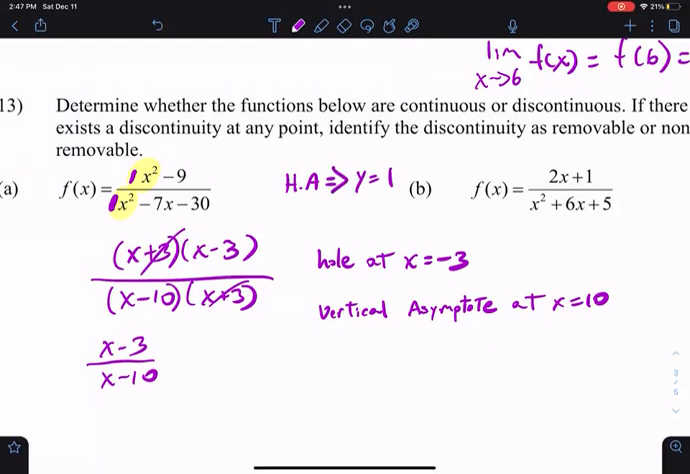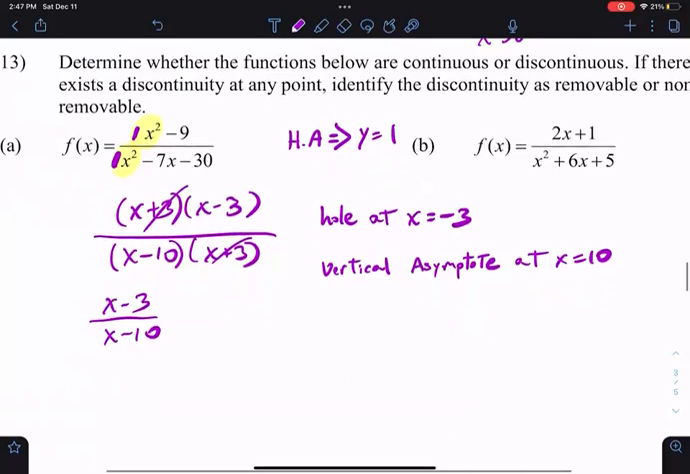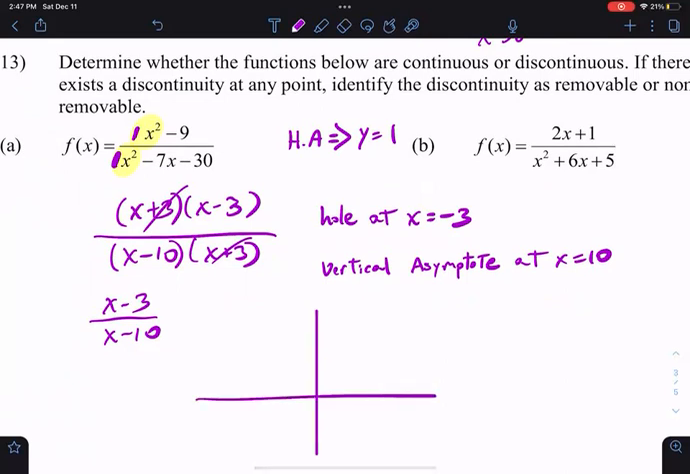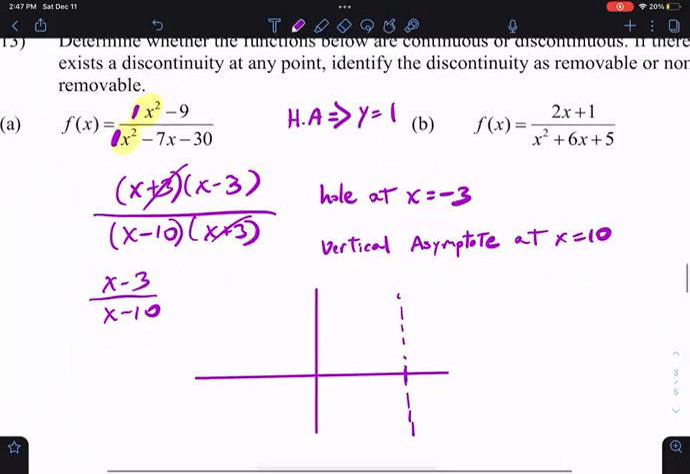Okay. And yeah, that's it, right? Okay, so if you want to graph this to see what happens, you can say, well, there's an asymptote at x equals 10. So let's say that 10 is around here somewhere. So this is the asymptote.